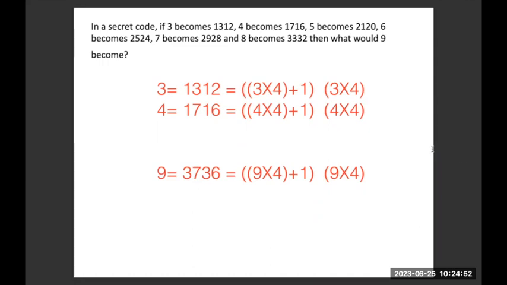One second. The difference between each number is also the same, that is 404. It can be another relationship, Anshi, which you have observed, which may also be possible. That's fine. But this is one of the relationships which I found more convenient to follow. So I followed that, it worked for me. Okay, the correct answer is 3736 in this case. Any doubts, any questions?